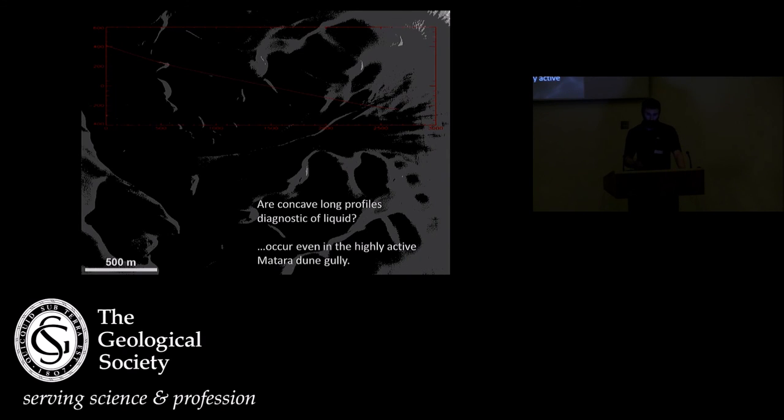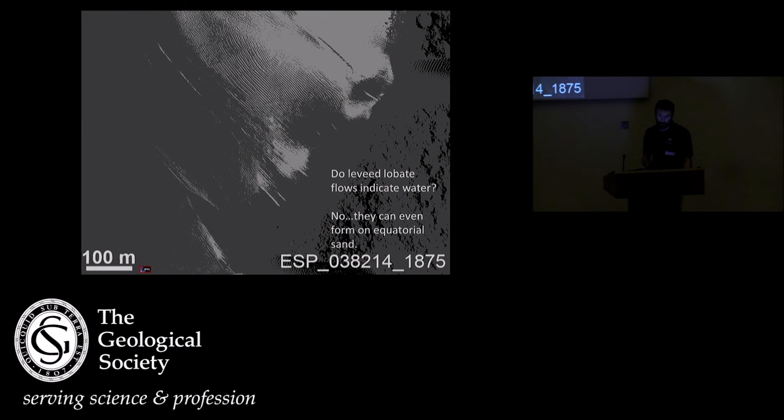Concave longitudinal profiles are also observed. This is that Matara Crater dune gully that was previously discussed. It's extremely active. It has a concave longitudinal profile, and it has had major mass flow events in every year that we've been monitoring. So this has been fundamentally reworked since, say, 500,000 years ago, the high obliquity periods. So the morphology can't be a relict of a different climate at that time.